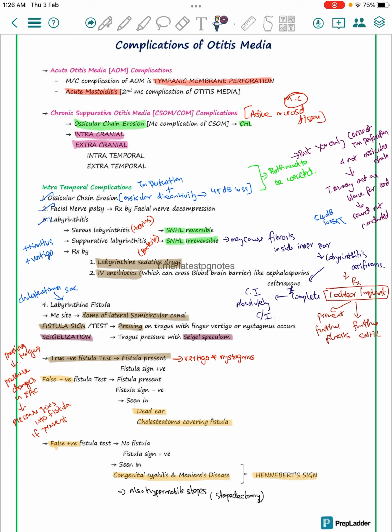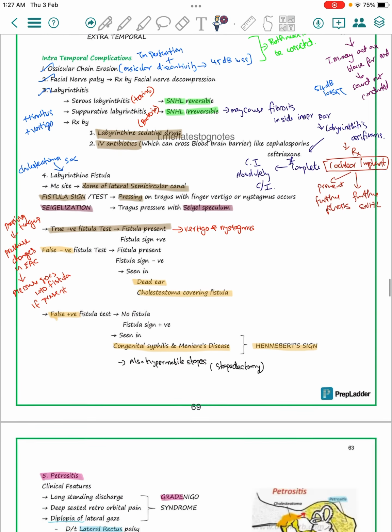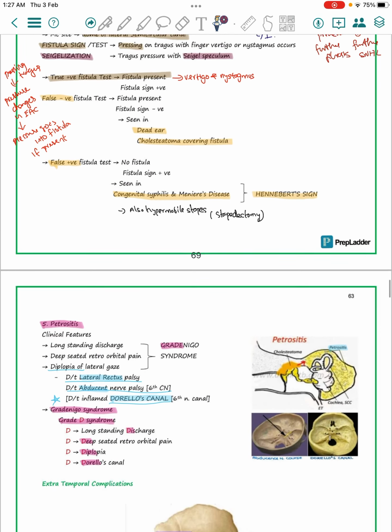A positive fistula test, that means vertigo and nystagmus, indicates a labyrinthine fistula. A false negative fistula test is seen in a dead ear or cholesteatoma covering the fistula. Whatever pressure you apply, if there is a dead ear, we cannot feel the vertigo or nystagmus. Then a false positive may be seen in conditions like congenital syphilis and Meniere's disease. This is known as Hennebert sign. It is also seen in hypermobile stapes, which will be false positive.